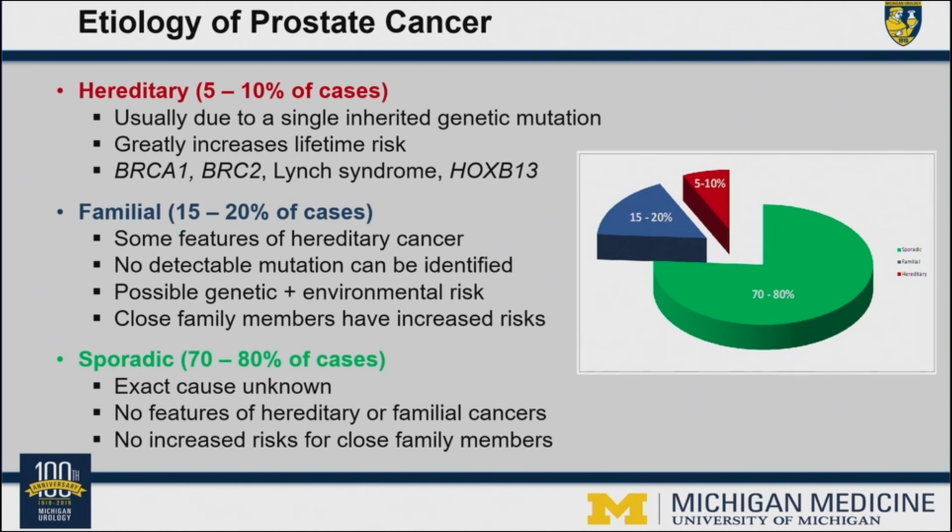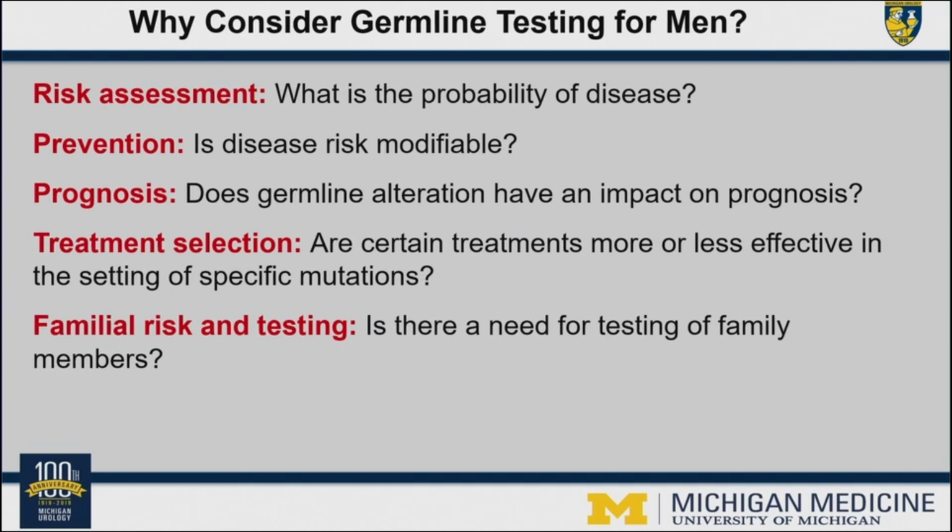Why should we offer germline genetic testing to our patients? Well, it helps with risk assessment, what the likelihood might be that they have the cancer. It can provide information about certain cancers where you can modify their risk, maybe by modifying behavior or diet. It can provide prognostic information or even predictive information. For example, BRCA2 patients with metastatic disease may benefit from PARP inhibitor therapy, and it can also inform what additional cancers they should be screened for, or if family members should be screened for certain cancers.